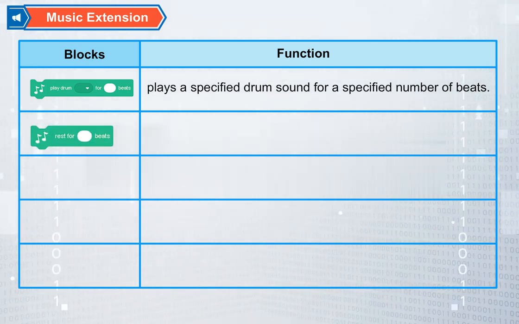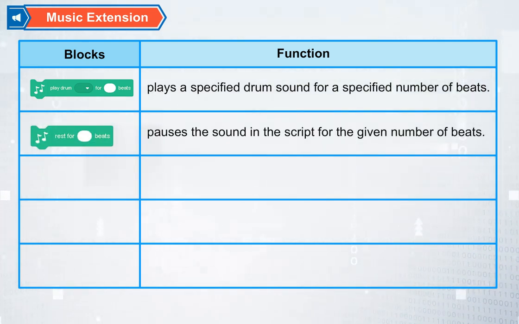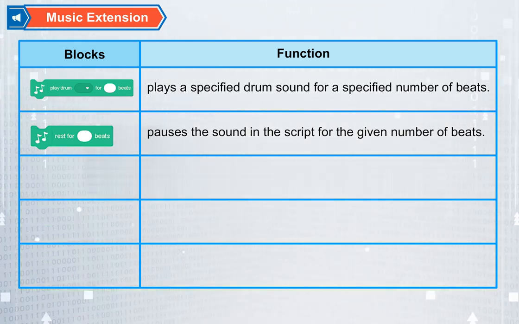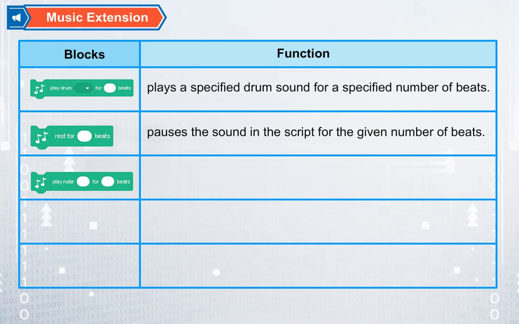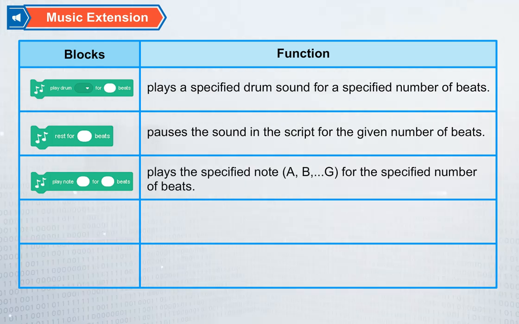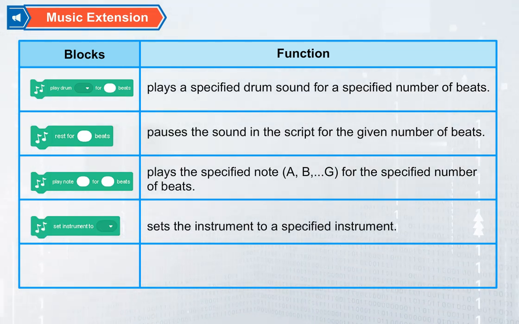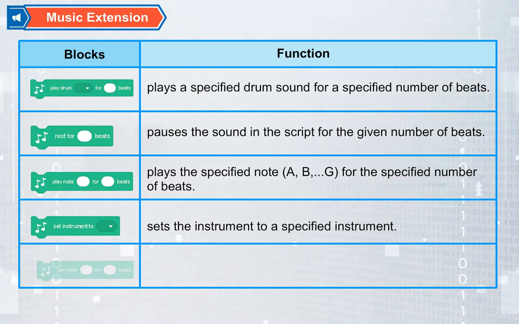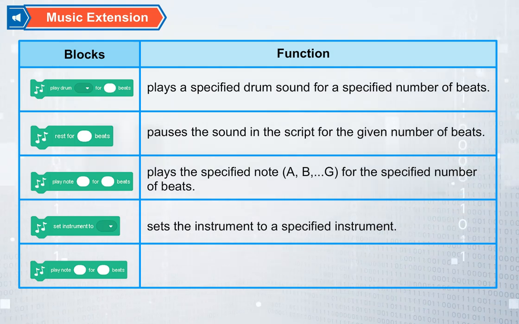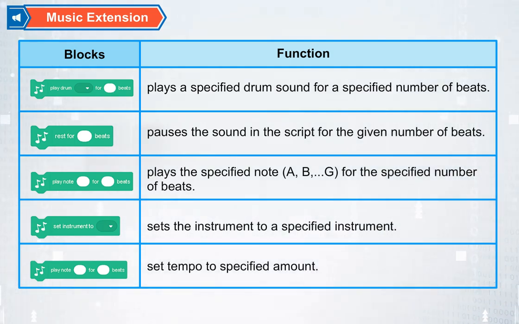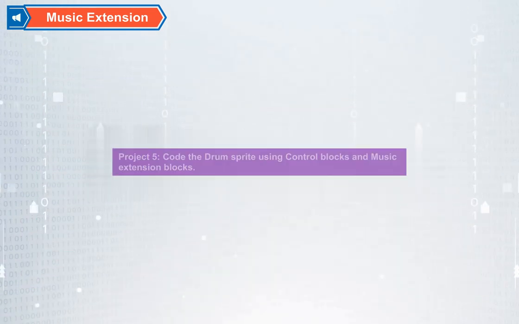Rest for dash beats pauses the sound in the script for the given number of beats. Play note for beats plays the specified note, A, B to G, for the specified number of beats. Set instrument to sets the instrument to a specified instrument. Set tempo to sets the tempo to a specified amount.